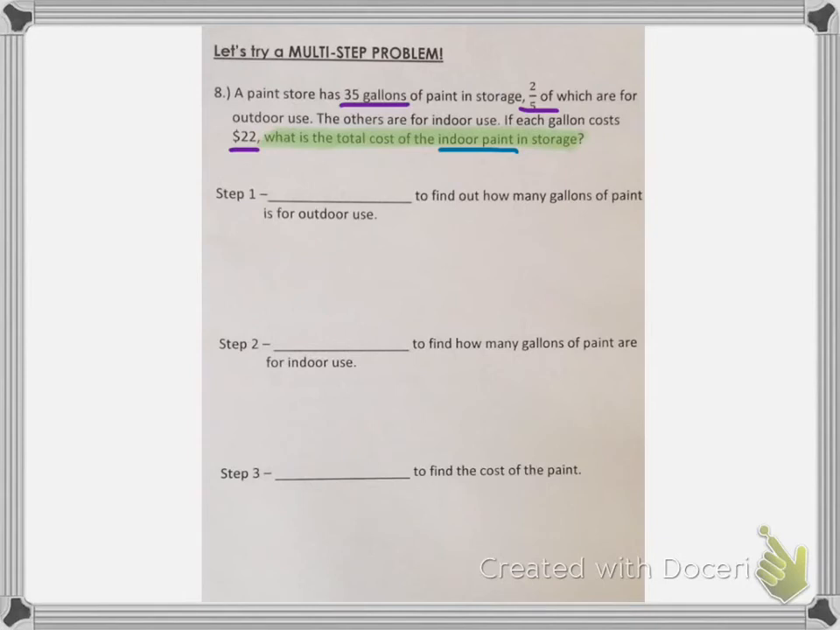So we have 2/5 of 35 gallons are for outdoor use. Our first step is to multiply to find out how many gallons of paint is for outdoor use. So we're going to do 2/5 times 35. And remember, with whole numbers, we write whole numbers as fractions by using a whole number as the numerator and 1 as the denominator. Go ahead and pause the video to solve step 1 and then press play to continue.